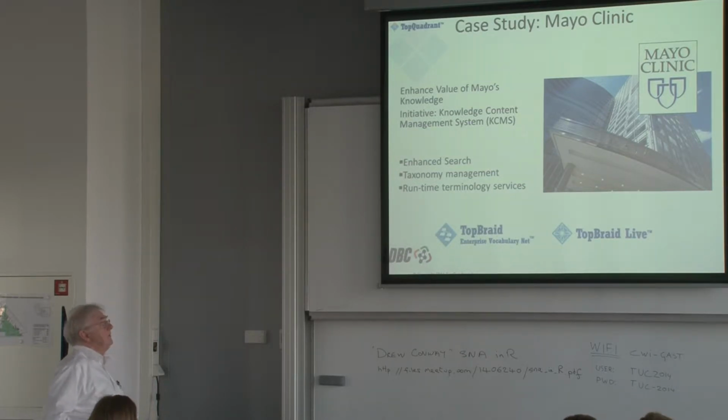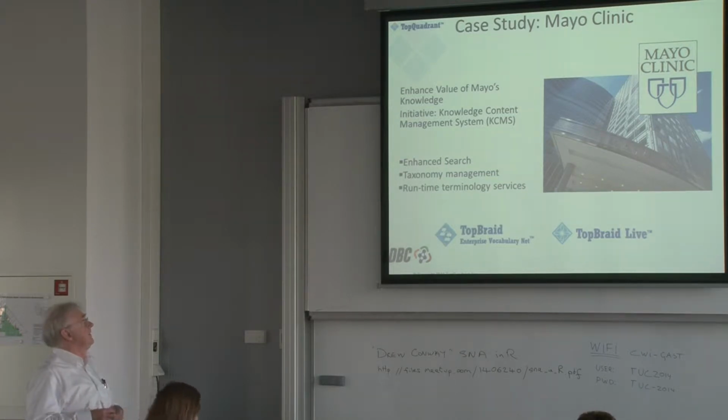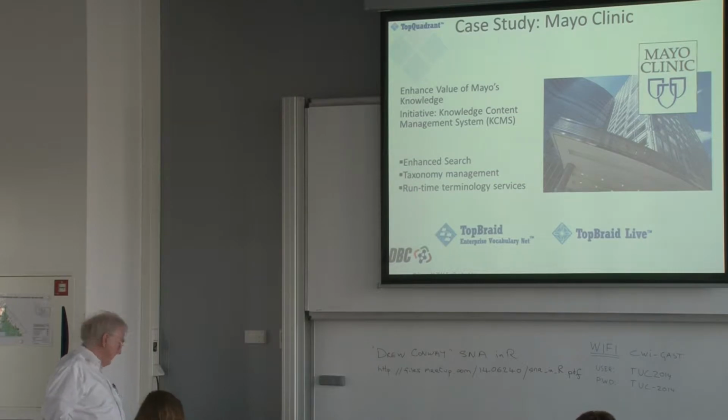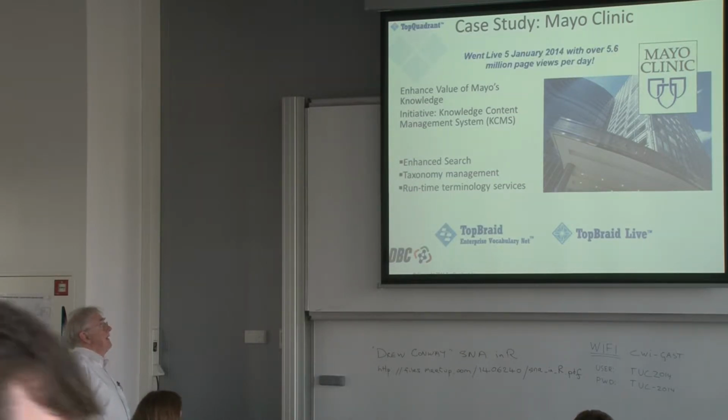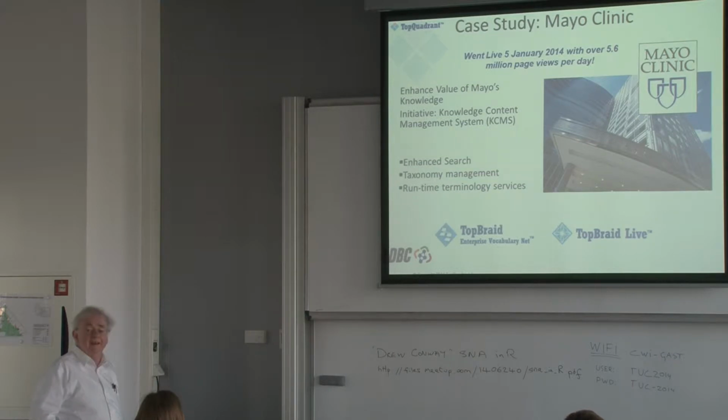Enhanced search. Why do they want to have vocabularies? It's to make search better. It's to be able to generate the right attribution, annotations on things that live in content management systems. They're using TopBraid Live and TopBraid EVN for that. And the architecture, it went live actually, something to mention here, 5th of January, 5.6 million page views per day.